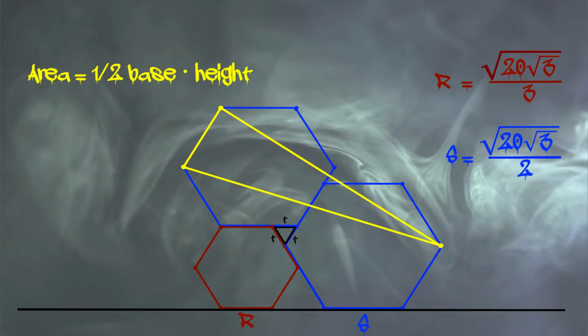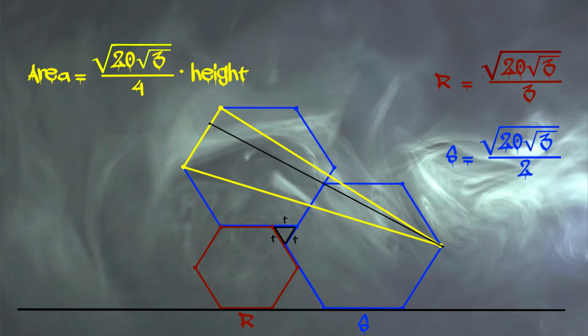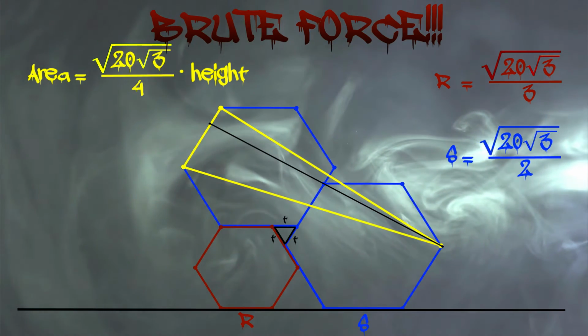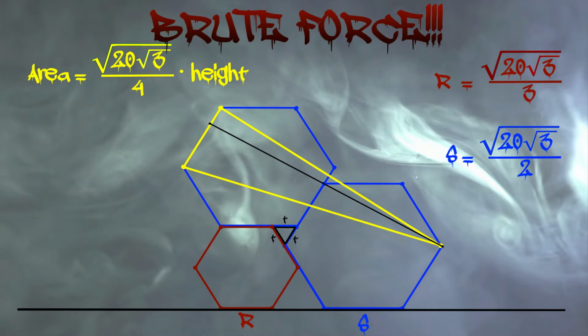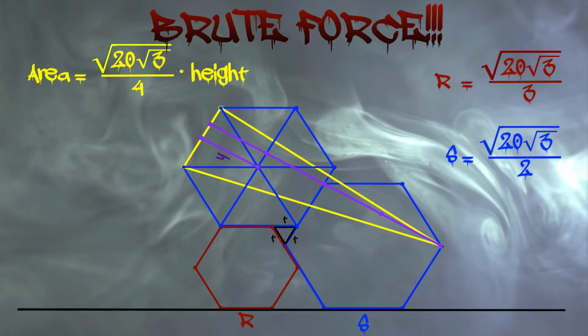The base is just s, the length of a side of the blue hexagon. So if we could figure out the height of this triangle, we'd be done. We'll know that the height is just the distance kind of across 2 of these hexagons. In other words, 4 times the height of one of the equilateral triangles that make up the hexagons.